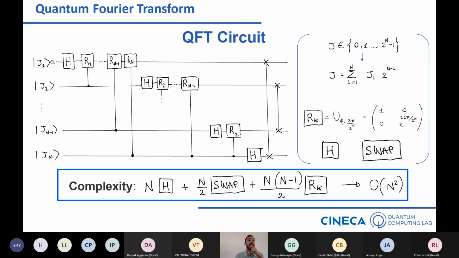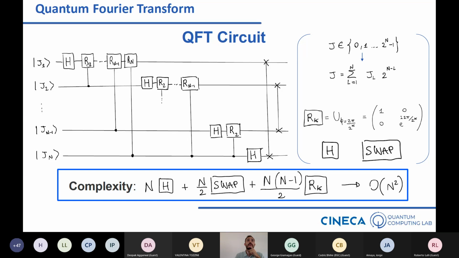Here we have n qubits, and to each one is applied a Hadamard gate, so we have n Hadamard gates. At the end we have n/2 swaps, because we swap the first with the last, the second with the n-1. Then we apply a number of controlled gates, where the controlled gate R_k is defined as 1, 0, 0, e to the i pi over 2^k.